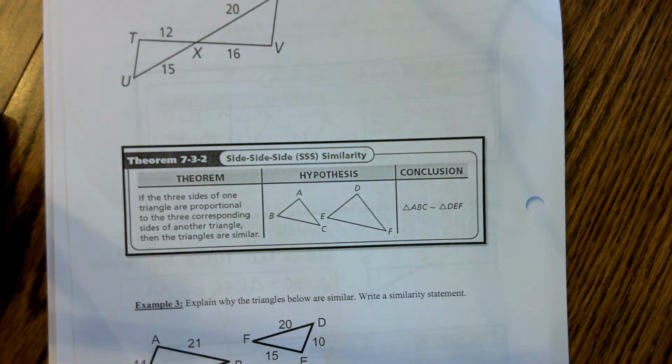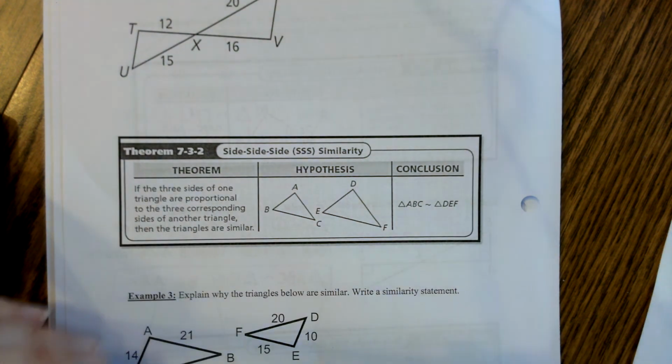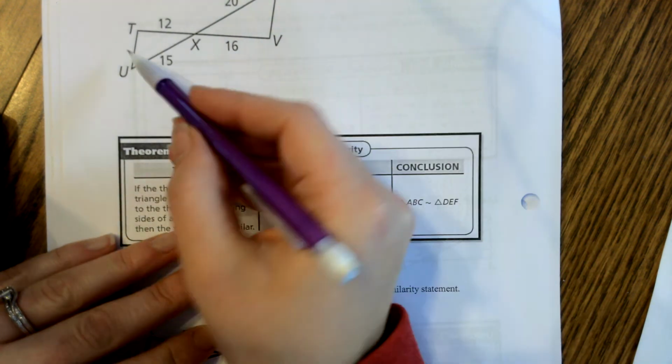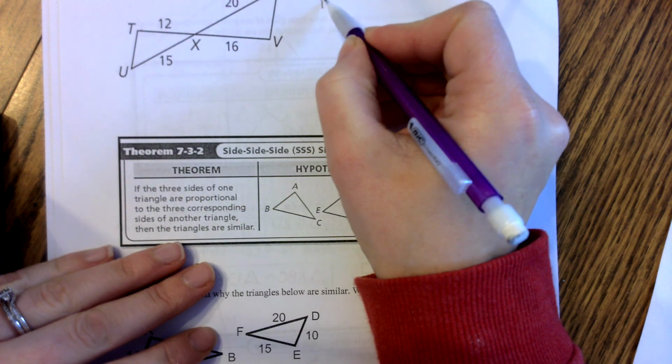Example 2. Explain why the triangles below are similar. Write a similarity statement. So we're going to take the smaller side in this triangle, which is TX, is 12 over.